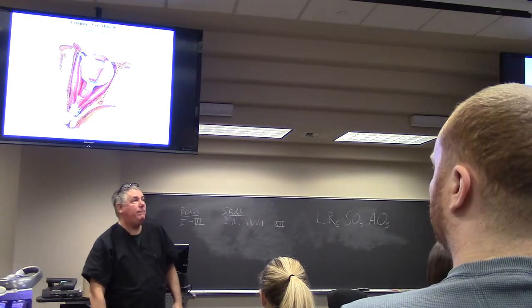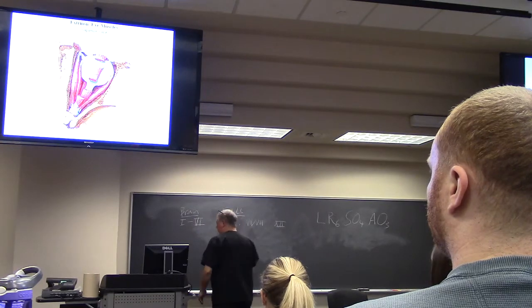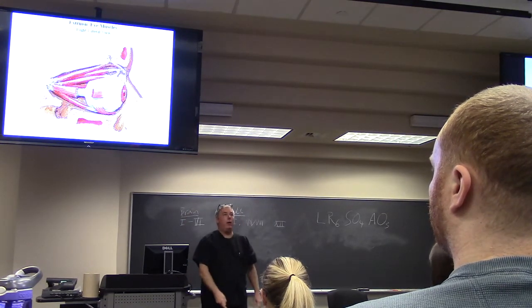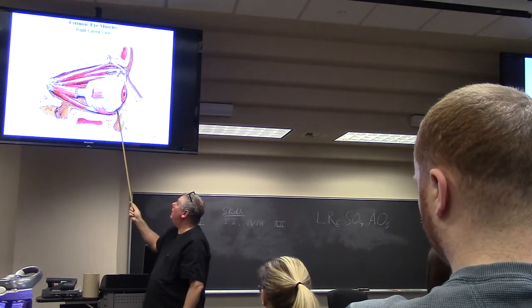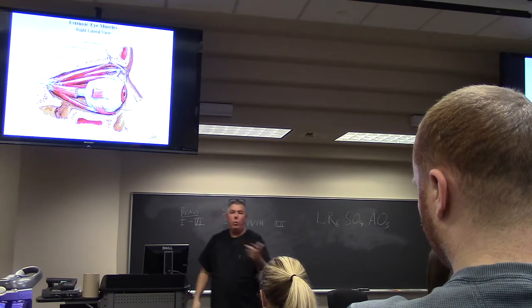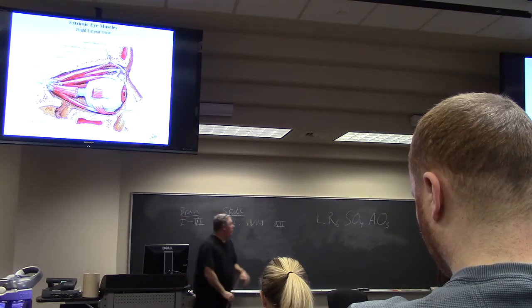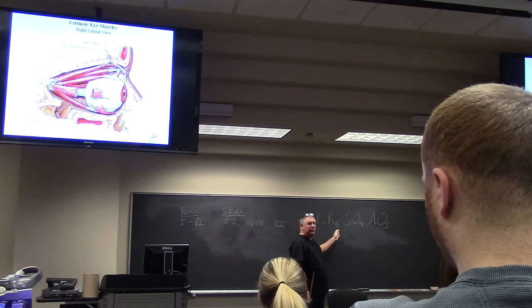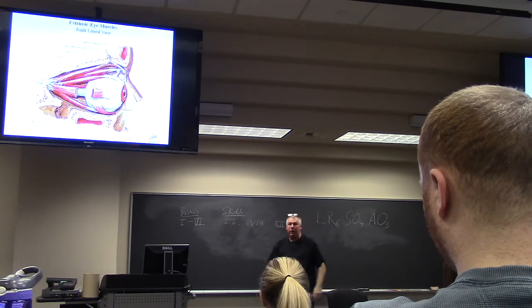There's also an inferior oblique that does the same thing. You can see the inferior oblique right here. It rotates the eyeball. The superior oblique is innervated by the trochlear nerve. The lateral rectus is the abducens. All the rest of them are by the oculomotor.